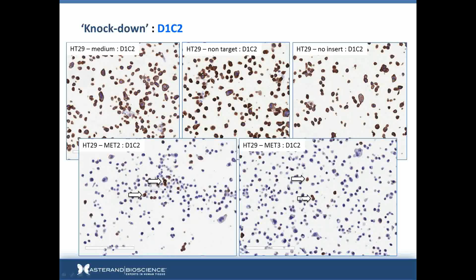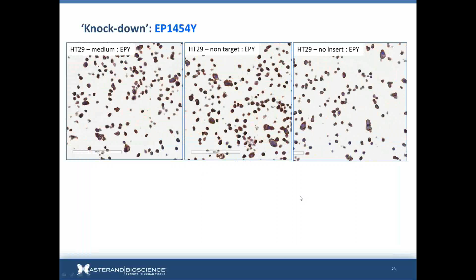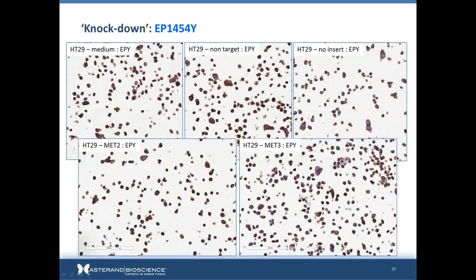How does the ABCAM antibody perform in the same assay? Again, the 3 negative controls have no impact on staining intensity. When you have a look at the 2 conditions which knock down MET, you see no real impact on the expression of MET immunoreactivity in this moderately expressing cell line. Again, which is consistent with the Western blot, consistent with the cell lines, and consistent with the spiked recombinant system as well.